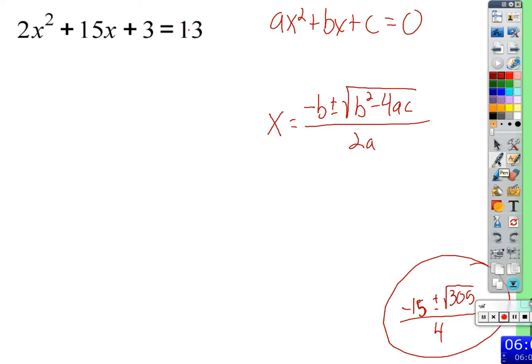So we're going to use the quadratic formula on this quadratic equation and solve it. Now notice, the quadratic formula is for an equation that looks like this, meaning that one side is zero. So what's the first thing we need to do with this equation so we can use the formula on it? Subtract 13 from both sides. Got to get one side to be zero. 2x squared plus 15x.